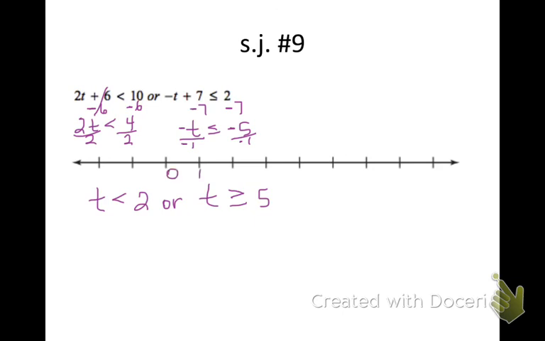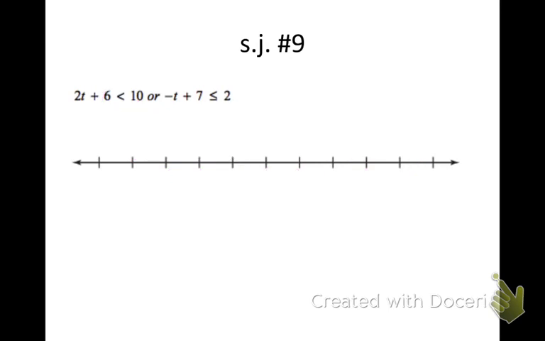So let me write some numbers here. All right, and so if I graph these, I have less than 2, so open circle, and it points left. And then at 5, I have a closed circle, and it points right. So there should be a gap in between so that we did it correctly. Okay.